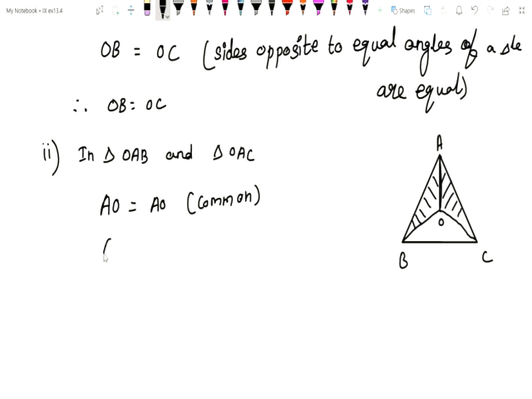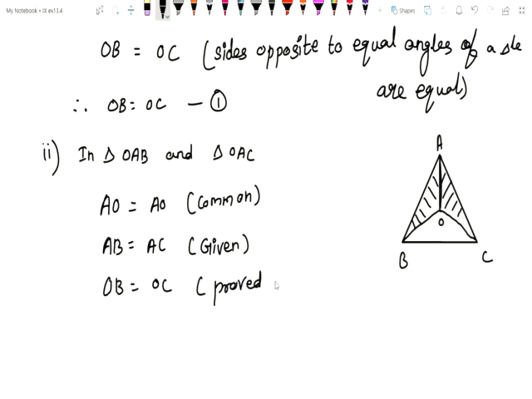And AB equal to AC is already given. ABC is an isosceles triangle, so this condition is given. And OB equal to OC, because we proved in the first one. So we proved in 1.